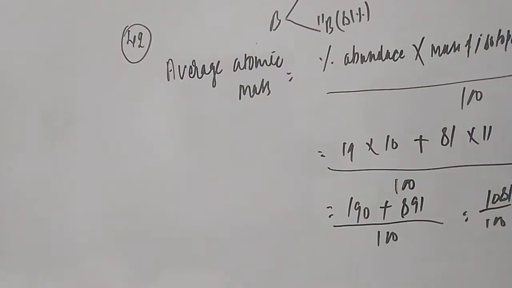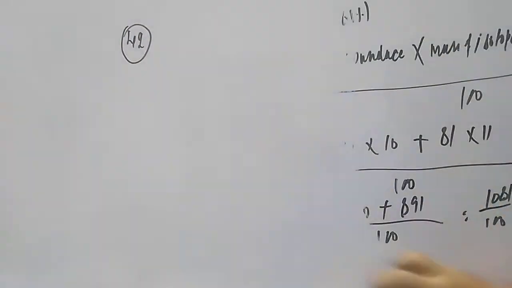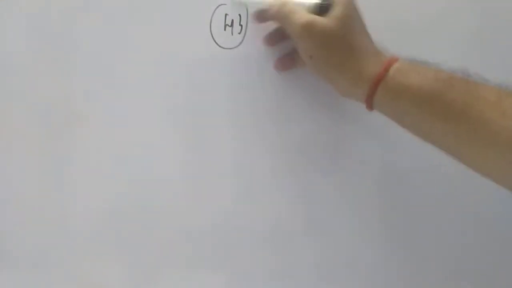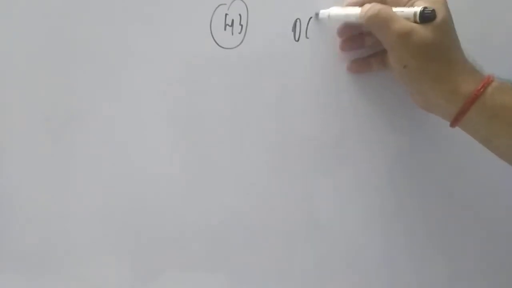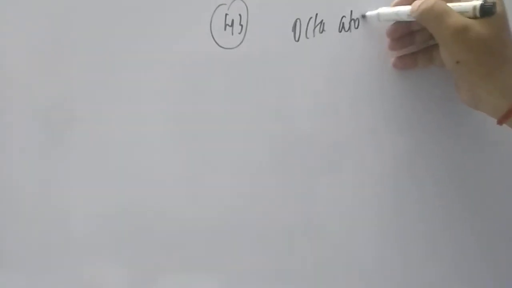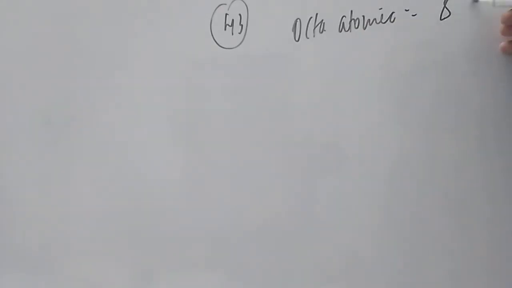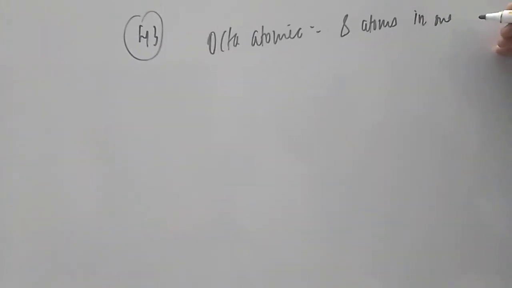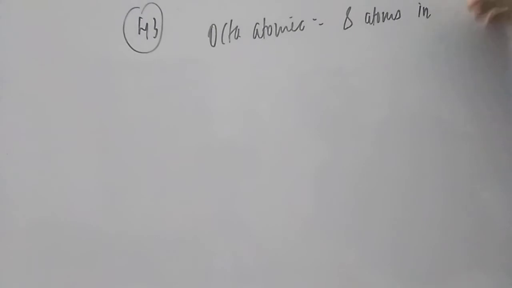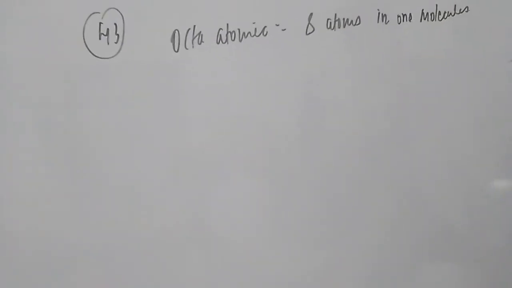So what could be our answer that we are going to check? Question 43. Octaatomic means, student, 8 atoms in one molecule. The meaning of octaatomic is 8 atoms in one molecule. Whichever one contains 8 atoms in its one molecule, that is octaatomic.